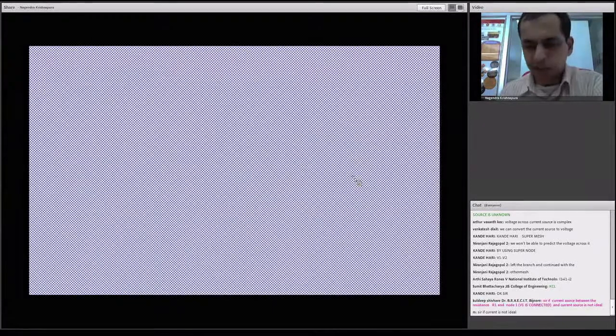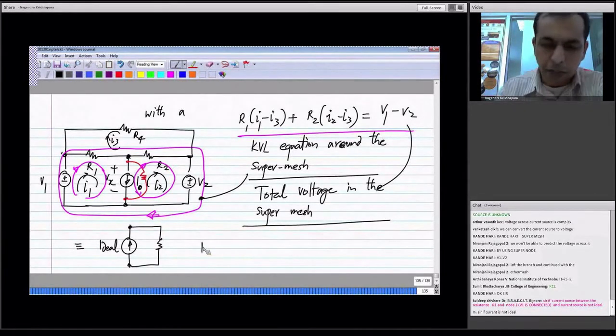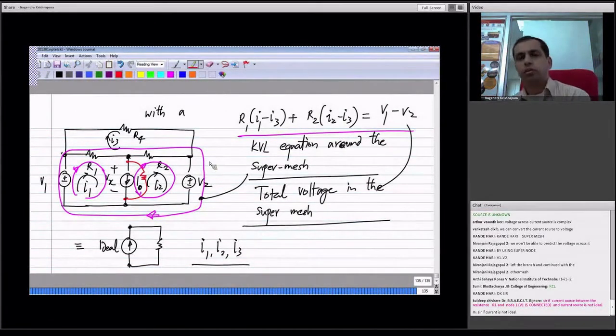So now when you write the equation around the super mesh, you will have one less equation because for two meshes you wrote a single equation, but you do still have three variables, I1, I2 and I3. So you lost one equation because you defined the combination of two meshes as a super mesh and wrote a single equation for these two meshes together. But you will get an extra equation which is the same as before, which is the definition of the current source. I hope this is clear.